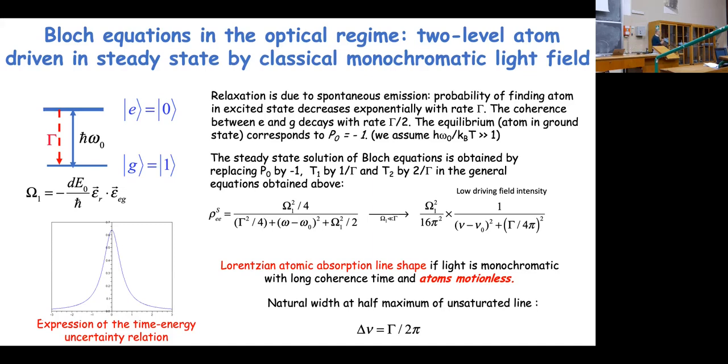The width is, in units of omega, γ, and in units of nu, which is omega over 2π, it's γ over 2π. So this is the natural width of the transition, and you observe it if you scan the frequency of the laser and let the system get into a steady state. And you see again that if you want to have a very good precision, you need to have very small γ. And it's again an expression of the Heisenberg uncertainty relations.